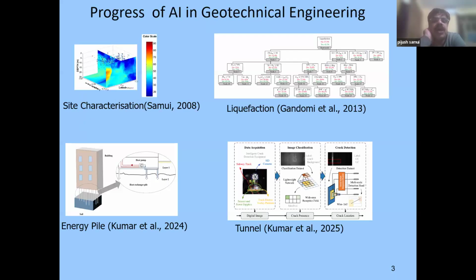If you come back to the previous AI applications, I think everybody knows them, so I'm not going into the details. It is applied in various domains of geotechnical engineering: site characterization, liquefaction, energy piles, tunnels, everywhere. It has been successfully used. But actually, if you look at it, what is AI?